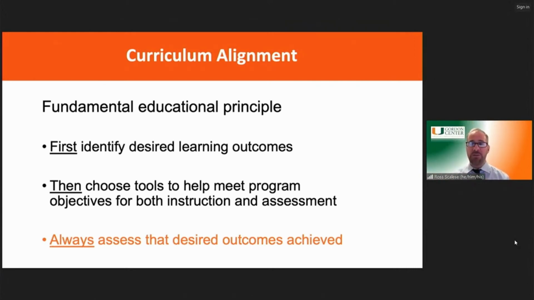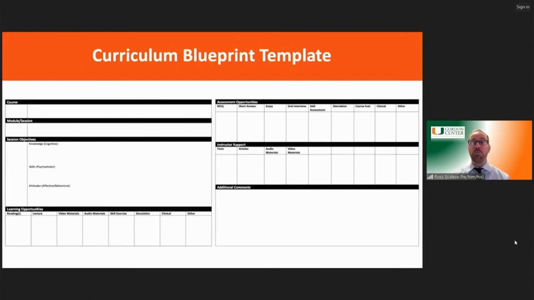In the curriculum alignment process, one of the things I recommend is that you blueprint your curriculum. This is a little template that we've developed in Miami, where I work, but it follows a framework that I think many institutions use. It starts with listing session objectives, then shows what different learning opportunities can help to teach to those outcomes, and then assessment opportunities.